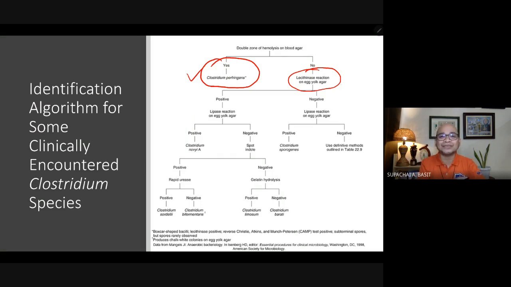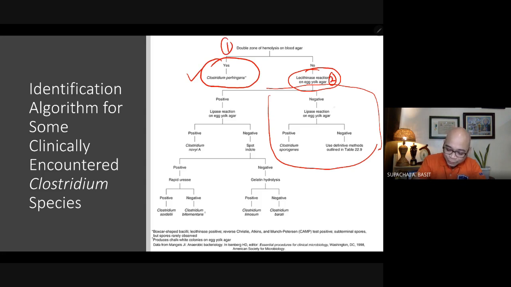Okay, let's now consider a negative reaction. If it's a negative reaction, then you have to do the second test, which is the lipase reaction. If it's positive, then you're able to identify Clostridium sporogenes. If it's negative, then you have a definitive negative, so you have to use the definitive methods written in your book, particularly on table 22.9, which you can refer to later on.